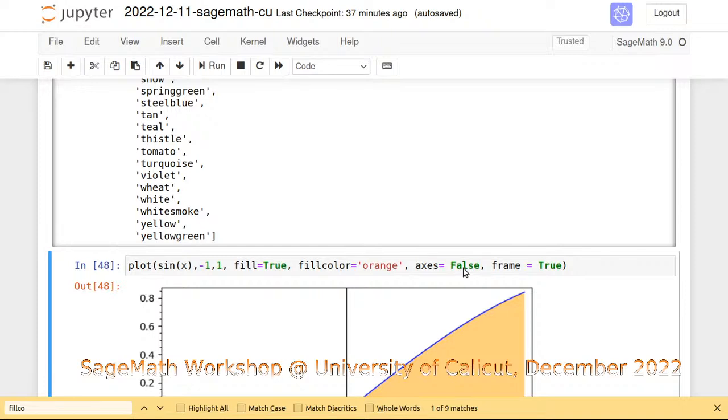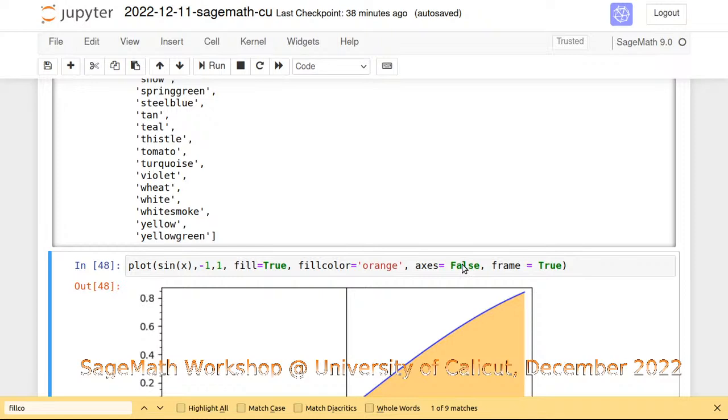But not directly using this fill command, because this fill color by definition fills between curve to x-axis. That's it. I don't think that we can change that behavior. That's not the default behavior. If you are changing it, we are using some other trick.